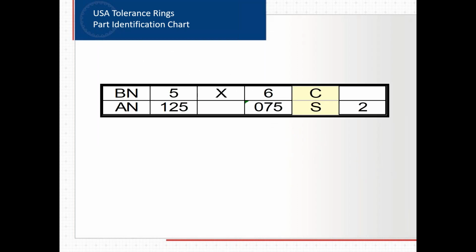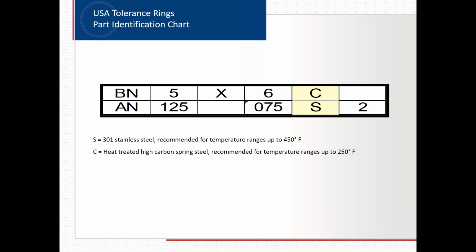And we can make the tolerance ring out of several different materials. 301 stainless steel is our most commonly used material. It can handle temperatures up to 450 degrees Fahrenheit. 301 stainless steel tends to be very corrosion resistant and resilient to a lot of different chemicals out there.